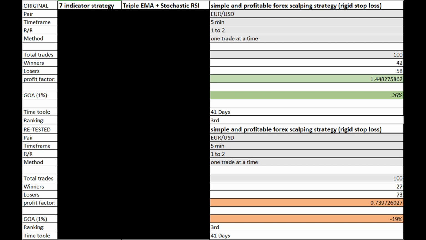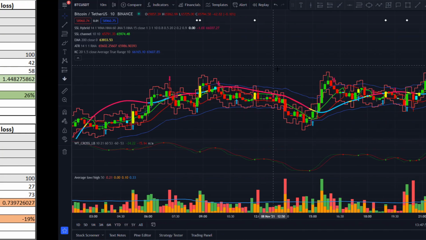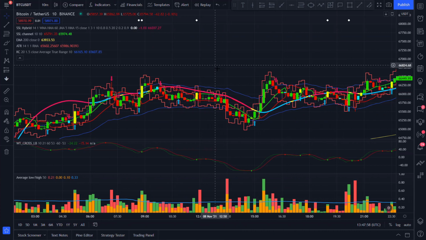And now let's see the second place strategy, the 7 indicator strategy, retested 100 times. For this strategy, we are going to use 7 different indicators. As you already mentioned in the comments, I know this strategy can be a bit overwhelming. It uses a lot of indicators, but this strategy is one that I put together from scratch, and I like to use multiple entry indicators and a lot of filter indicators.